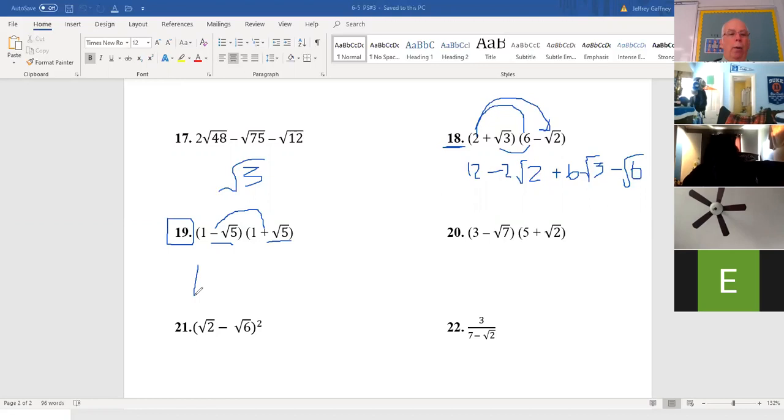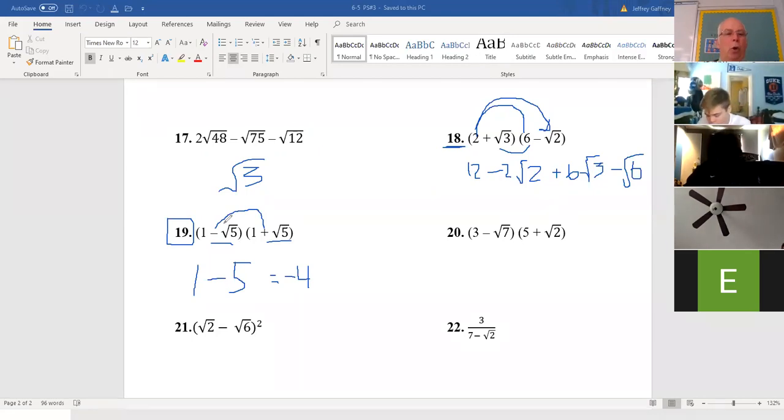1 times 1 is 1, right? Negative square root of 5 times the positive square root of 5 is minus 5, all right? Or technically it's minus the square root of 25, which is minus 5. So our final answer is negative 4. You can FOIL it, and like I said, the O and the I are going to cancel or zero each other out. I'm just trying to, if you recognize this, you can save yourself some work.